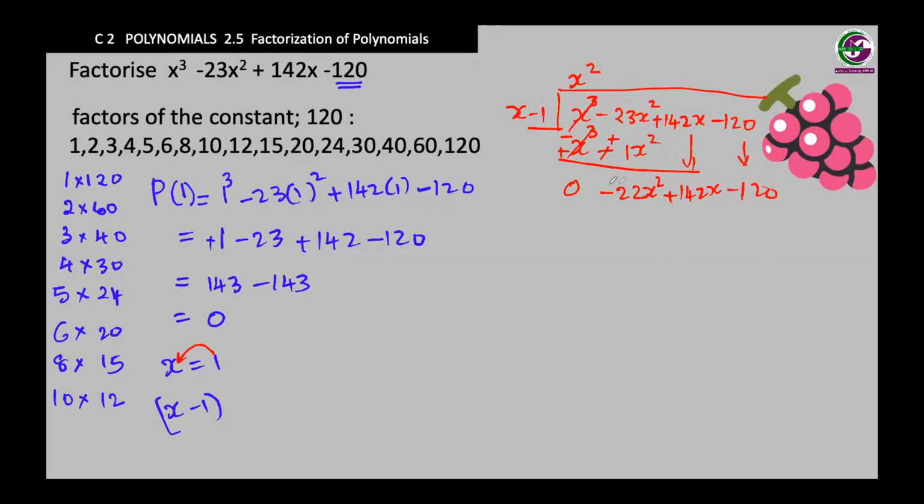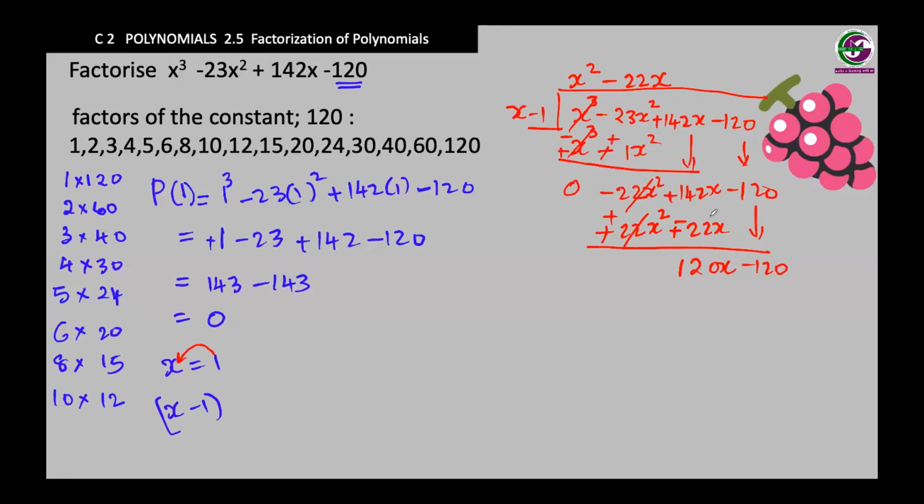Okay, now again, negative 22x squared divided by x will be negative 22x, because one of the x gets cancelled. Multiply x times negative 22 will be negative 22x squared. Minus and minus will be plus. 1 times 22 is 22x. Again, we change the sign. So this will be cancelled. This will be negative. 142 minus 22 will be 120x. Take the new term down.